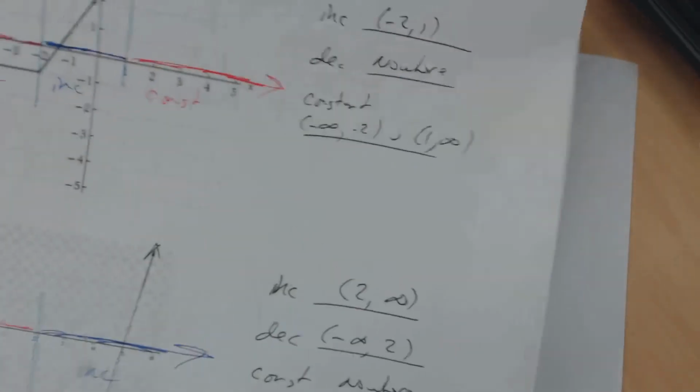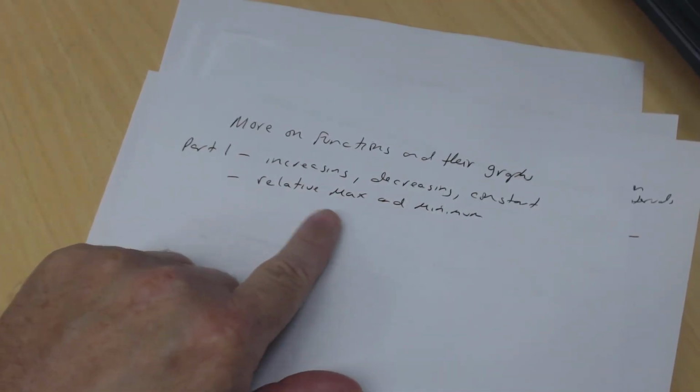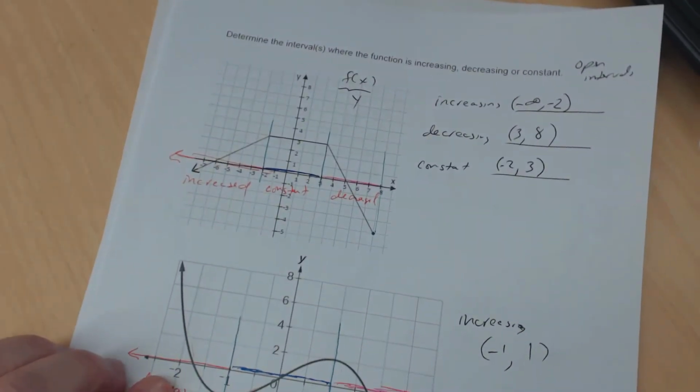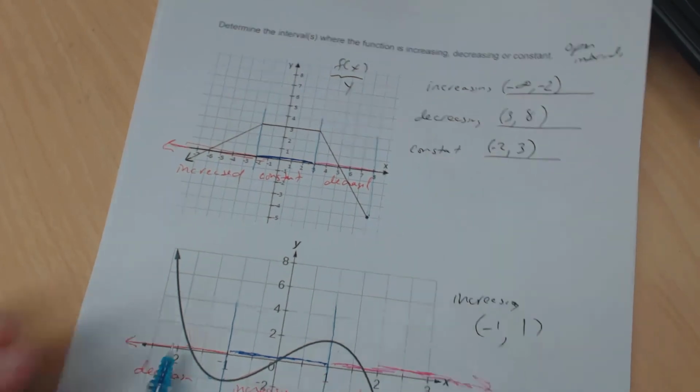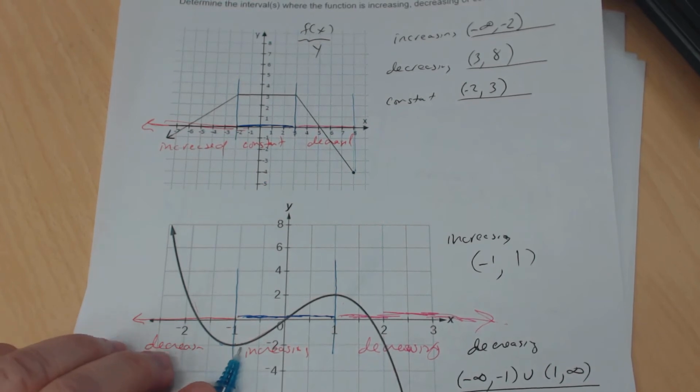Okay? All right. Now, let's look at the other idea. So remember, we just took care of the increasing, decreasing, constant. Let's take care of the relative maximum and minimum. Okay, so remember, go ahead and use this one here. Do you remember when we went from decreasing to, all of a sudden, increasing? That was kind of like a little valley right here, a little low point.